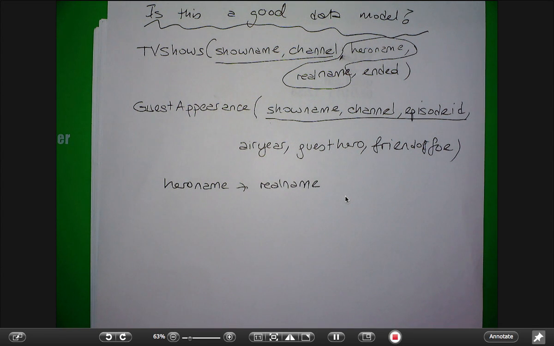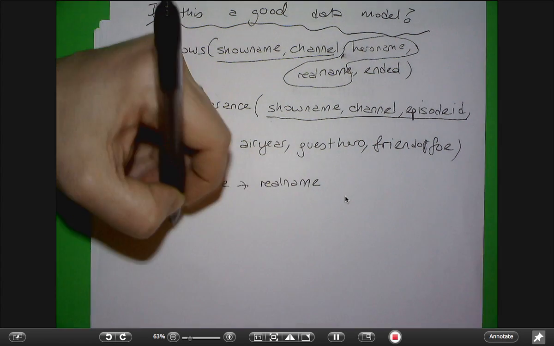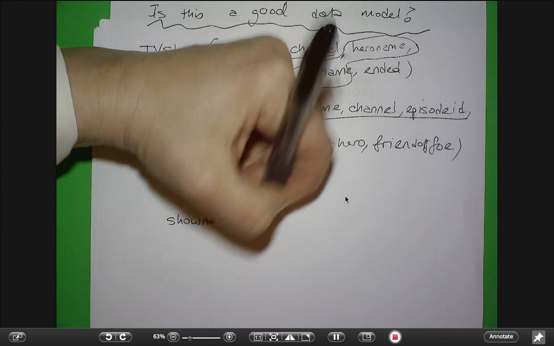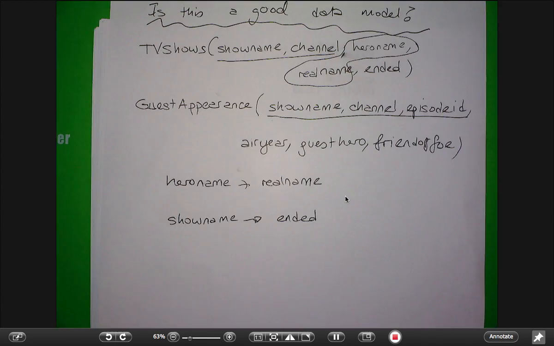Show name alone, or show name with channel? Is it possible to have the same? Okay, so let's write that down. It's a good question. Suppose I wrote this: show name implies ended. Is it possible to have two tuples with the same show name, but different ended or not ended values? Has there ever been two TV shows with the same name?